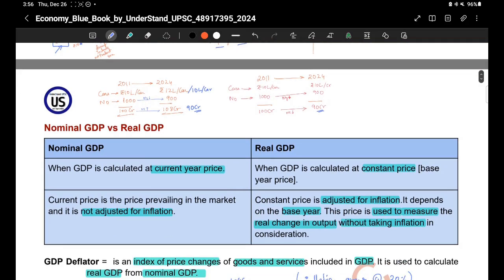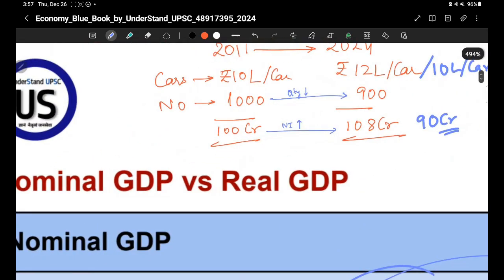Now we'll see nominal GDP versus real GDP. Nominal GDP is the GDP calculated at current year price. Real GDP is at constant price, that is nothing but the base price. Current price is the price prevailing in the market and it is not adjusted for inflation, whereas constant price is adjusted for inflation based on the base year. It is used to measure the real change in output without taking inflation into account. I'll take an example.